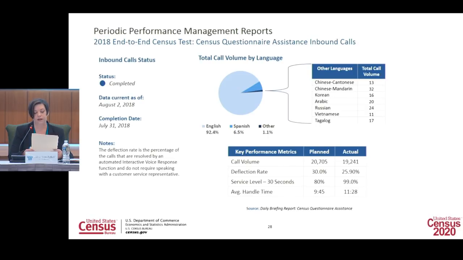The total call volume by language pie chart and associated subtable at the top of the slide show the distribution of calls by language. While the majority of calls were in English and Spanish, we did take calls in every CQA-supported language during the 2018 test.